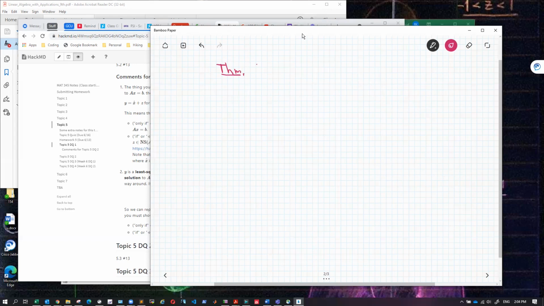if I have a vector space V, and I have a subspace S, and I've got b an element of V. Oh, and I have to be a little bit careful. I've got an inner product space, so V is an inner product space.